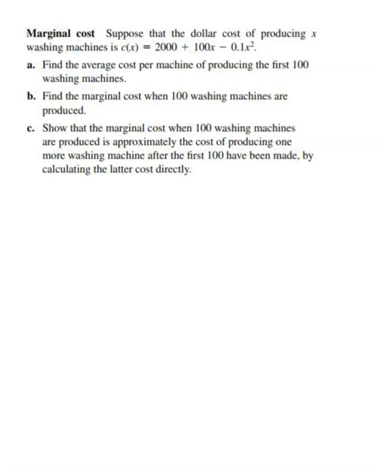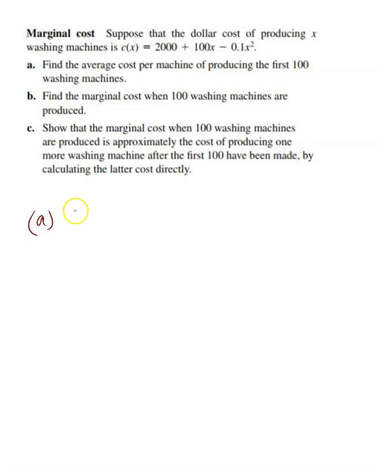Suppose that the dollar cost of producing X washing machines is C of X equals 2000 plus 100X minus 0.1X squared. A, find the average cost per machine of producing the first 100 washing machines. B, find the marginal cost when 100 washing machines are produced. And C, show the marginal cost when 100 washing machines are produced is approximately the cost of producing one more washing machine after the first 100 has been made. Okay. So let's go one by one. Let's start with A.